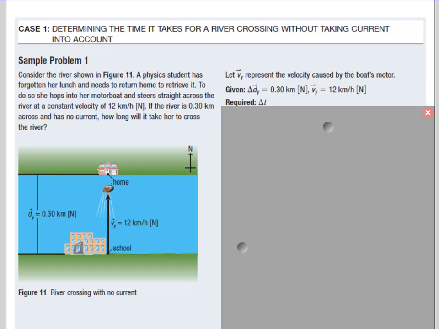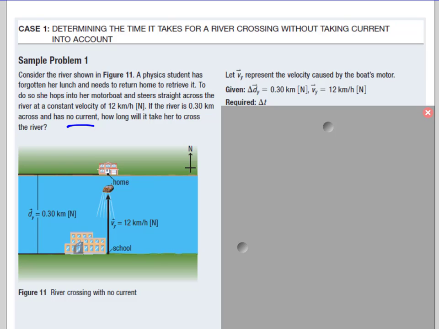Okay, so let's try one. We have a river that is 0.3 kilometers wide, 300 meters wide. We have a school and a home in this one, and we are starting at school and we want to go straight home. We have a motorboat that can drive us across the river at a constant velocity of 12 kilometers an hour. The river is 0.3 kilometers across, has no current. That's important right now. How long will it take to cross the river?